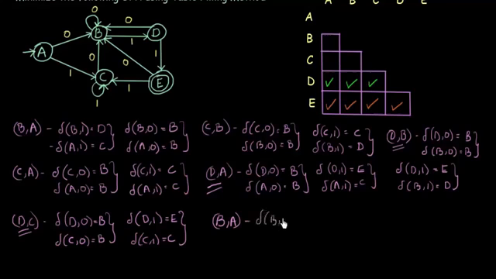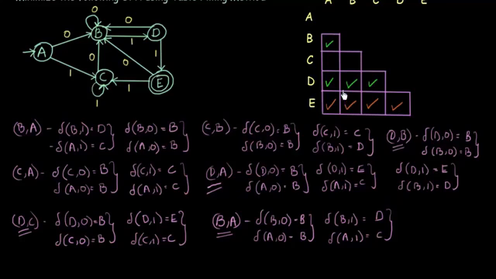B on getting input 0 goes to B, and A on getting input 0 also goes to B. We get this pair BB, which is not there, so no need to do anything. And B on getting input 1, where does it go? It goes to D. And A on getting input 1, where does it go? It goes to C. Now check if DC is marked or not. DC, yes, DC is marked. Now since we found that DC is marked, I have to mark this BA as well. So let me mark this BA. Where is BA? This one. I mark it over here.